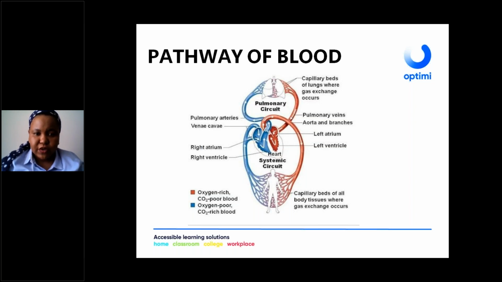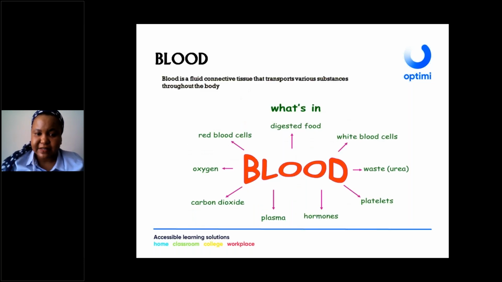Okay, so today we'll also be looking at the pathway of blood. But before we get into this slide, we're going to look at the structure of the heart first, and then we're going to come back to this slide.